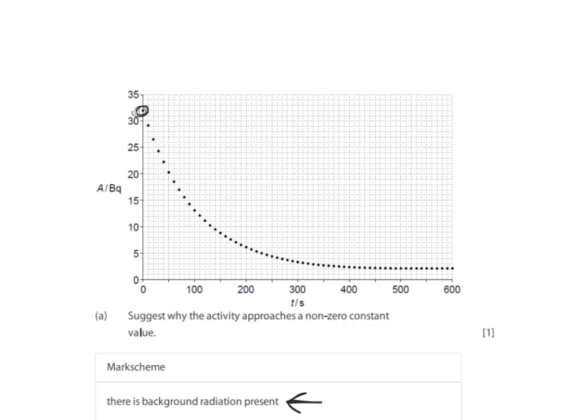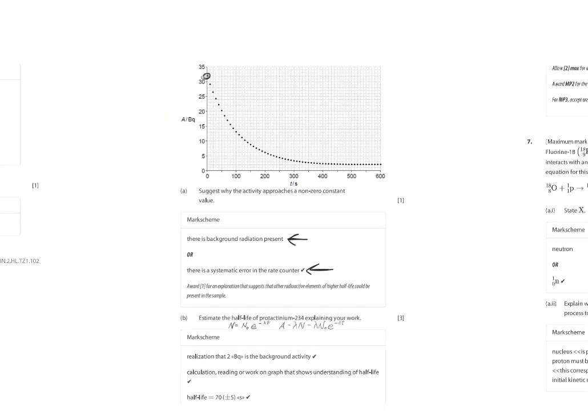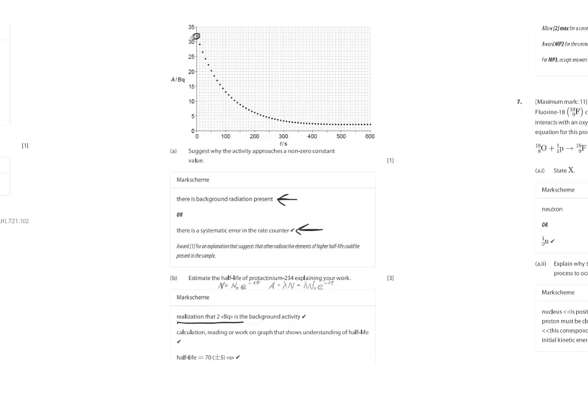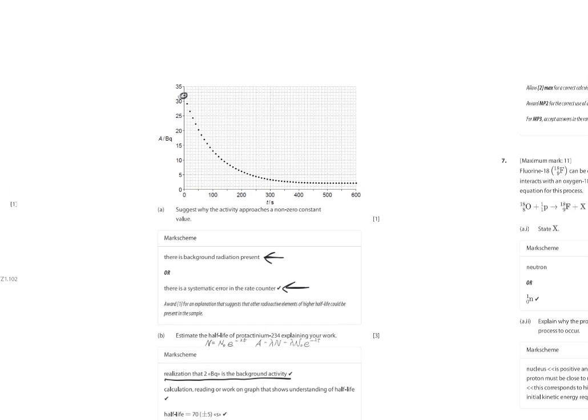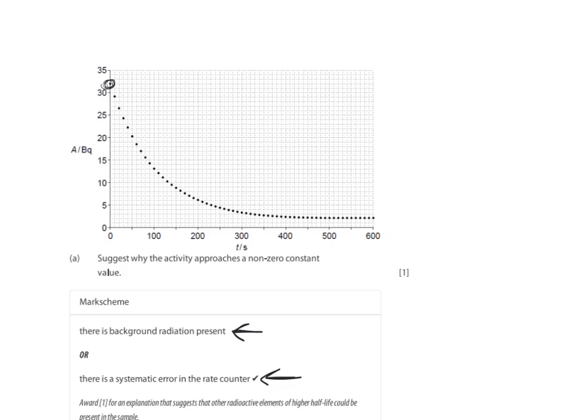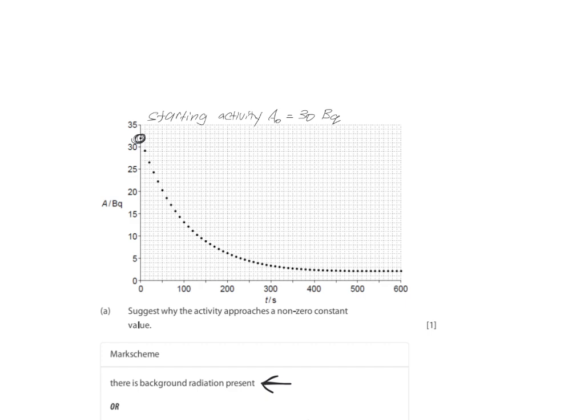but, and this is really annoying, and they're not wrong, it says that 2 becquerels is the background activity. And so this curve should really be asymptotic to 0, not asymptotic to 2. So really the whole curve is shifted upwards 2 becquerels. So really the starting activity is 30 becquerels, not 32. And so really we want to see what is the time when the activity is 15 becquerels, but we also have to acknowledge that the curve is shifted upwards.